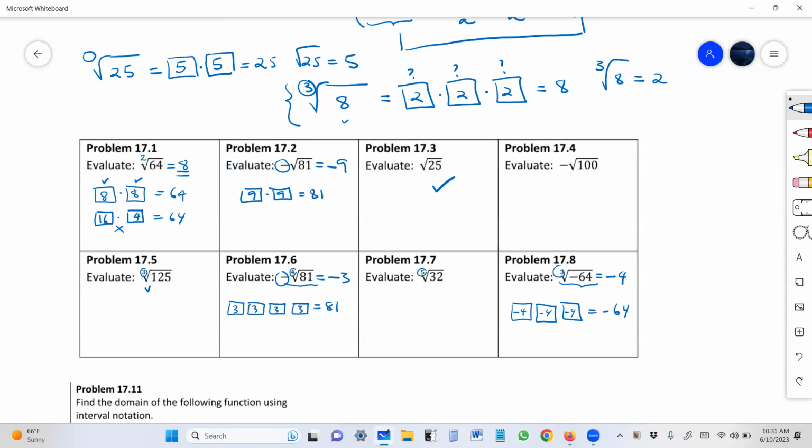Okay? So this is how you evaluate basic radical expressions, either square roots, like this problem 17.1, cubic roots, like the problem we saw here, the cubic root of 8 in my example, fourth roots, or even cubic roots with a negative number inside.